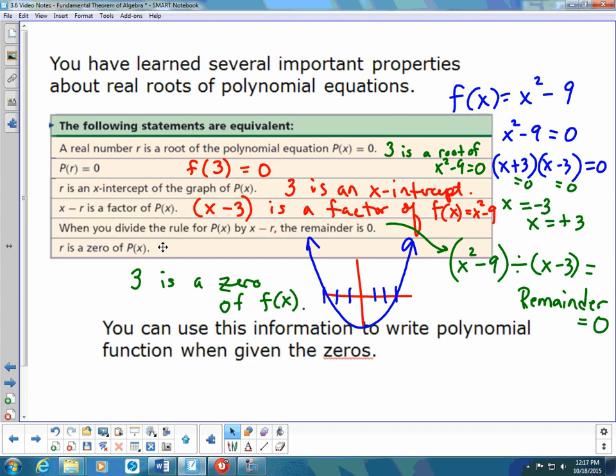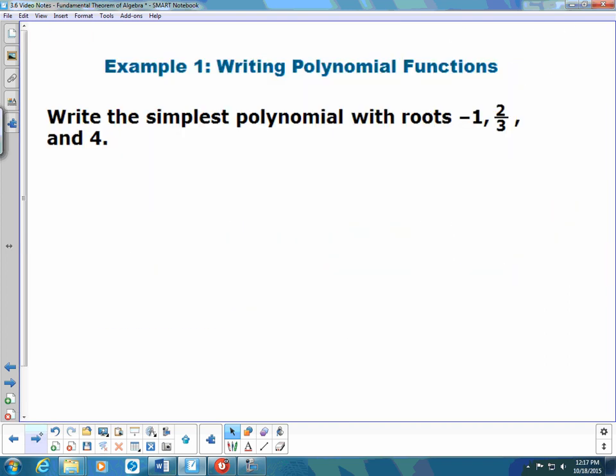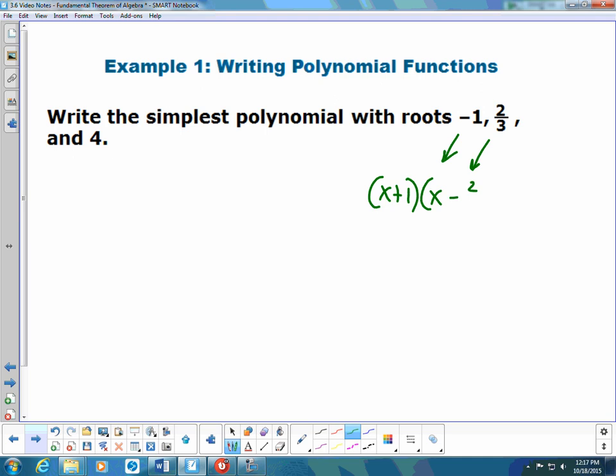We can use this information to write polynomial functions when given the zeros. Let's take a look at an example. If we want to write the simplest polynomial with roots -1, 2/3, and 4, we would start by writing the factors. If -1 is a root, then x plus 1 is a factor. If 2/3 is a root, then x minus 2/3 is a factor. And if 4 is a root, then x minus 4 is a factor.